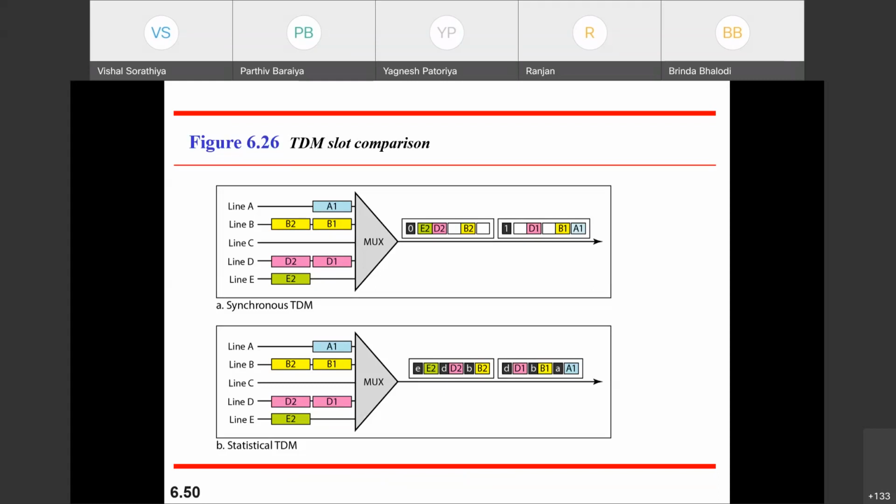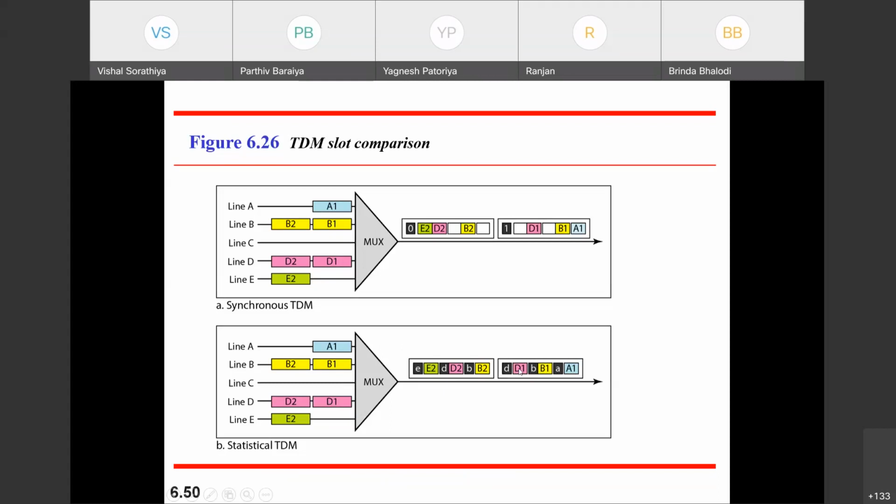But in a statistical TDM, it is not the case. In statistical TDM, it multiplexes only where the data is available. अगर कोई फ्रेम में डेटा नहीं है तो उसका फ्रेम की जगह पे नेक्स्ट फ्रेम का डेटा वहां पे. You can see from the second diagram, A1, B1, and line C is having no data, so it will directly give you the A1, B1, and then it gives the individual frame D1.